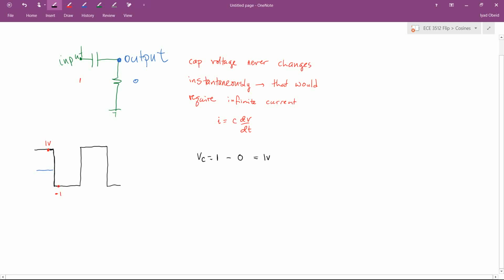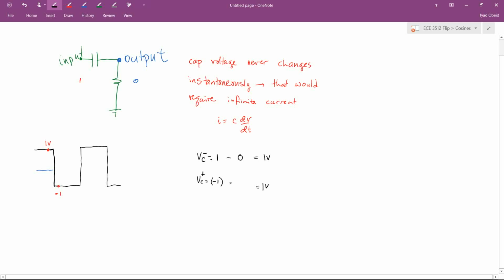Now, right when I get to this edge, the input voltage is going to drop from 1 volt to -1 volt. So let's see what happens when that occurs. The input voltage will switch instantaneously, but what we've just learned is that the capacitor voltage cannot change instantaneously. So if it's equal to 1 volt just before the input switch, it's still going to equal 1 volt after the input voltage switch. There will still be 1 volt across the capacitor. However, the input voltage has switched instantaneously. That is now -1 volt.